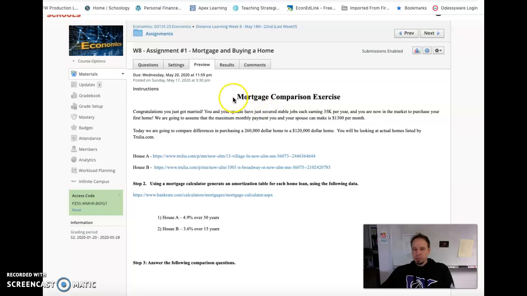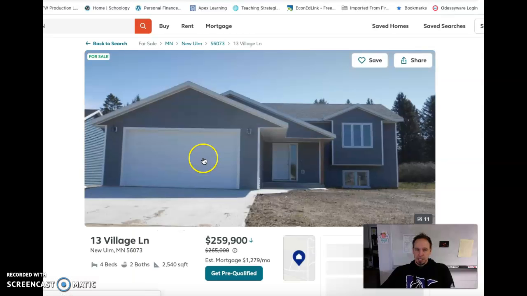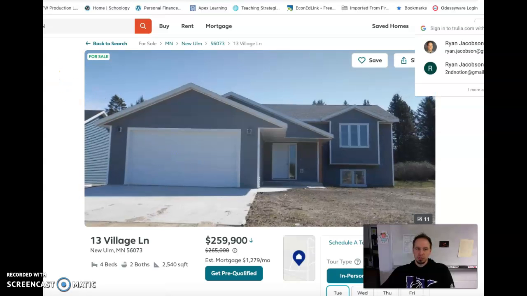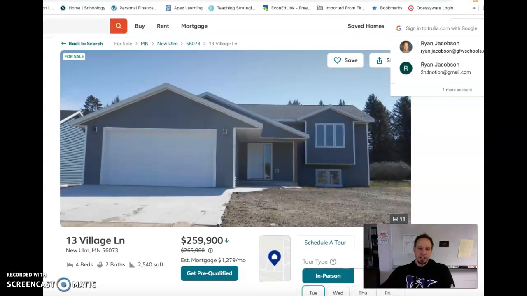So really, a mortgage is a loan that you're going to take out on a piece of property, specifically a home. The goal of the assignment is to look at the difference between purchasing a $260,000 home and a $120,000 home. I gave you a couple examples here of what you get at those price levels. You can click and it'll take you to a new house, $260,000. This is in new homes, so it's relatively close to where we live, and gives you kind of an accurate idea.